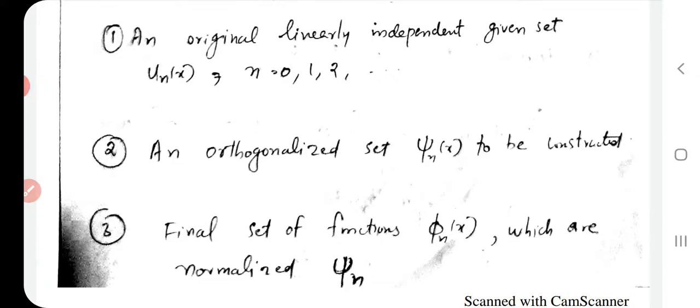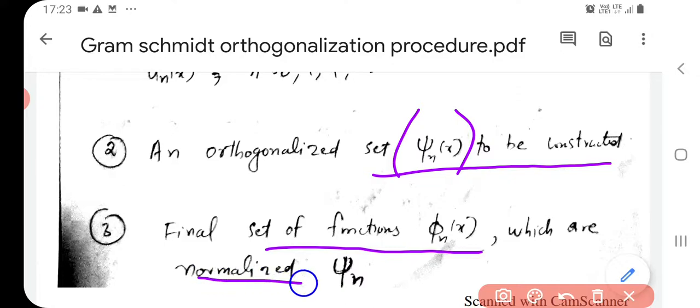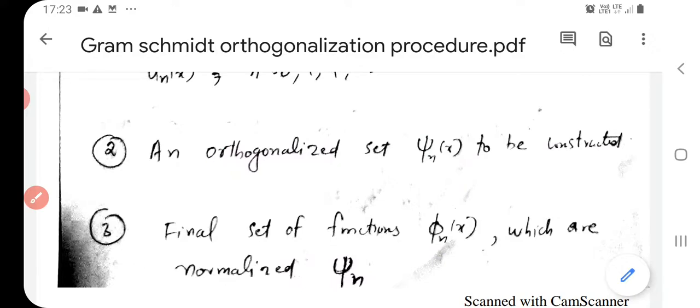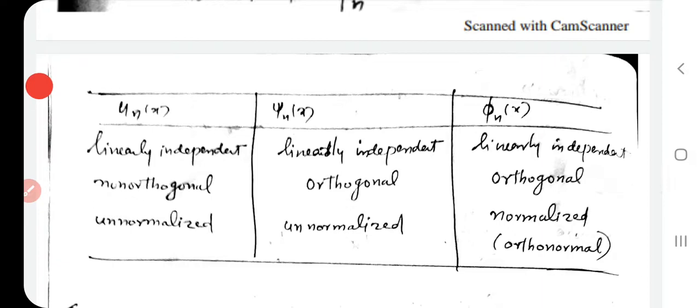Okay, we can construct an orthogonalized set from this, and it is done using the Gram-Schmidt orthogonalization method. Once we have the set of psi n, finally we can form a set of functions phi n, which are normalized psi n. Once we have psi n with us, we can normalize, we can obtain phi n. So this is what we are going to do.